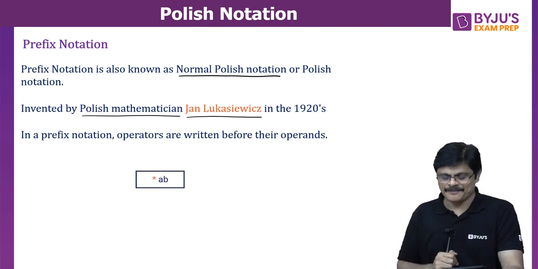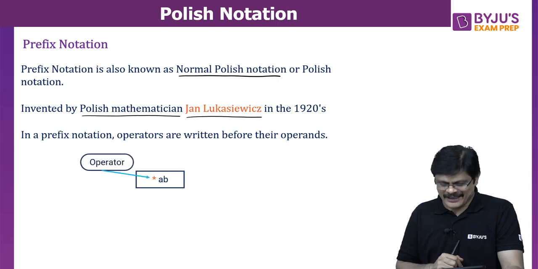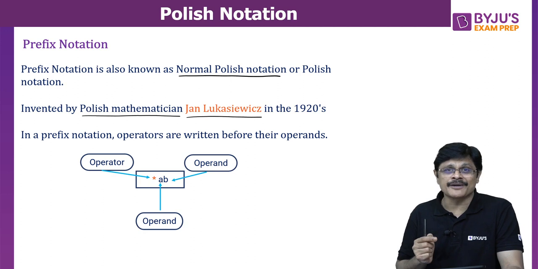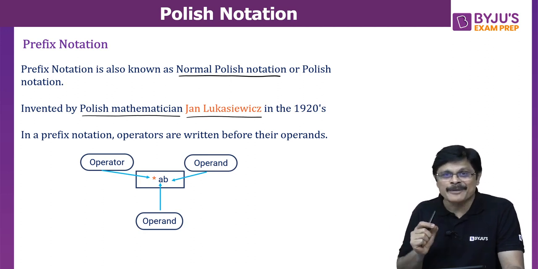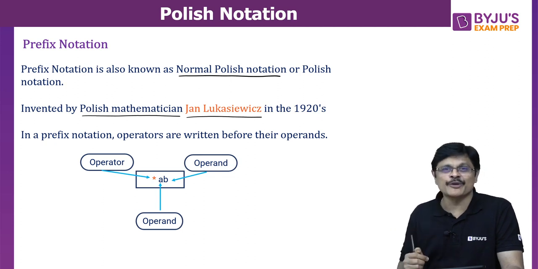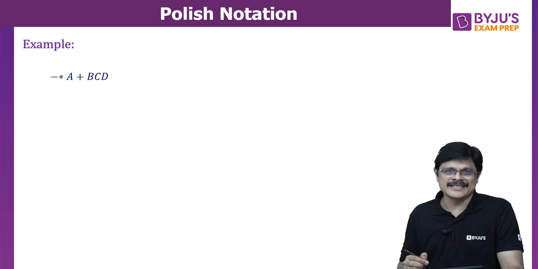Let us see an example. Now look at this. Here this is the operator and these two are operands, and if you observe, the operator precedes the operands. The operator precedes the operands, and that is what we call prefix notation or Polish notation, my dear friends. Now let us see this example. The rules for prefix notation.